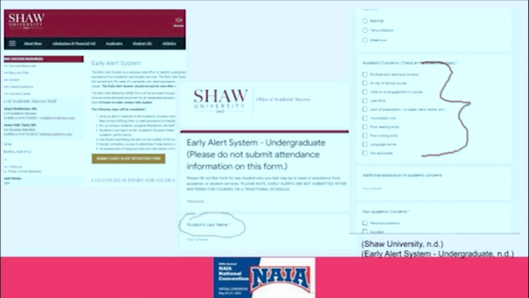Those people will be notified. They also have non-academic concerns, which is a great thing to include. Things such as personal problems or accidents can be reported there, and students can be referred to the counseling center on campus.